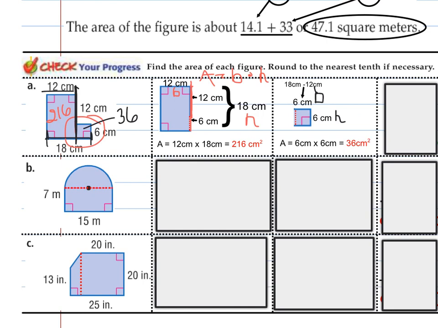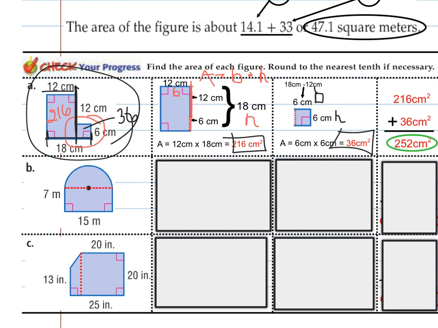So to find the area of the entire shape, I'm going to have to add these two areas together, and I get 216 centimeters squared plus 36 centimeters squared, or 252 centimeters squared. Find the area of the next two figures on your own and check back.